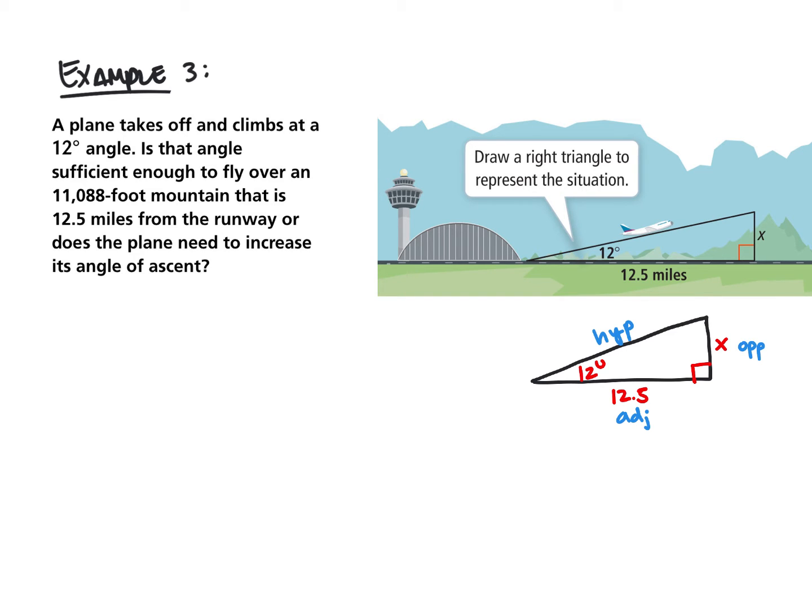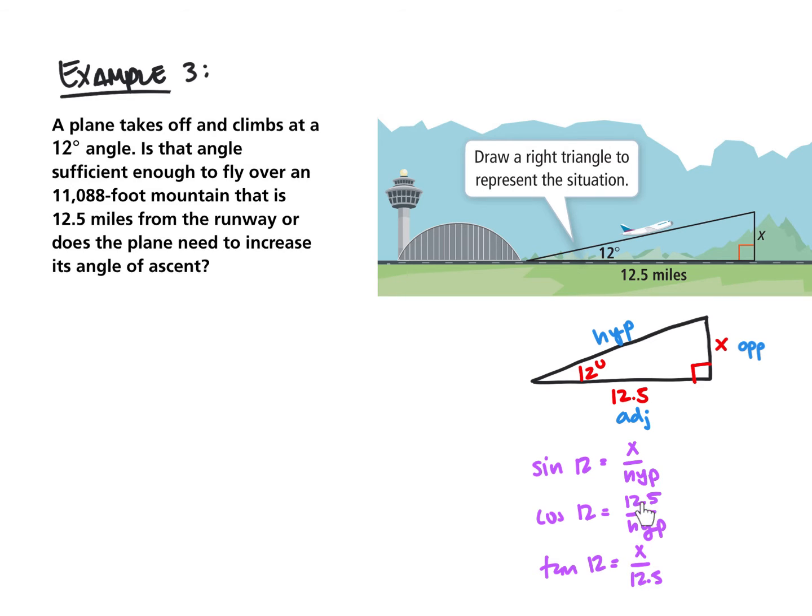So if I think about the three sine, cosine, and tangent ratios for this picture, it would say that the sine of the 12-degree angle is the opposite over the hypotenuse. The cosine of the 12-degree angle is the adjacent over the hypotenuse. And then the tangent of the 12-degree angle is the opposite over the adjacent.